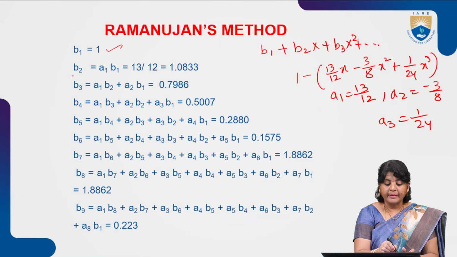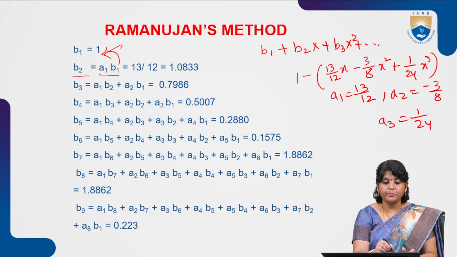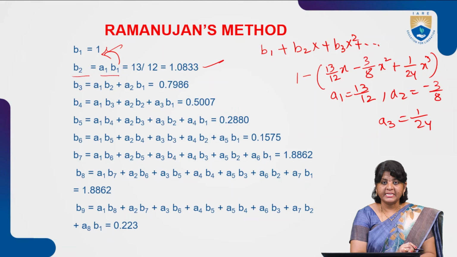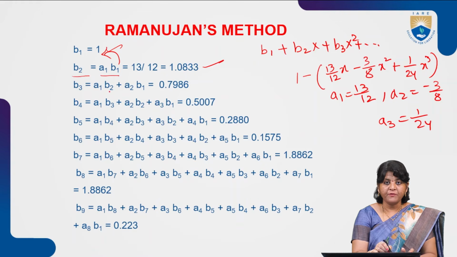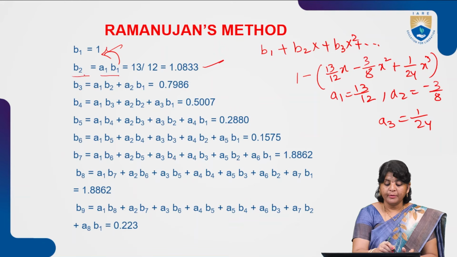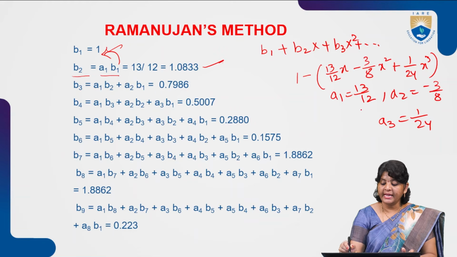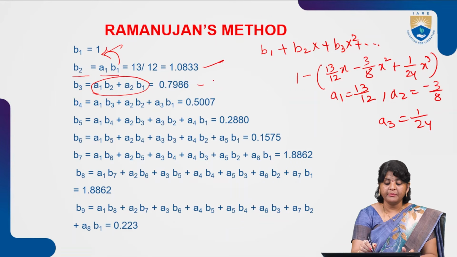Now see here b2 is a1 b1, where b1 is 1, a1 is 13 by 12. So b1 is 1, b2 is 13 by 12, which is taken in decimal representation. Now b3 is a1 b2 plus a2 b1, the values which we are having, b2 is here and a1, a2, a3 are listed here. By substituting in this formula, you will get minus 0.786. Like that, we will continue to find up to b8.